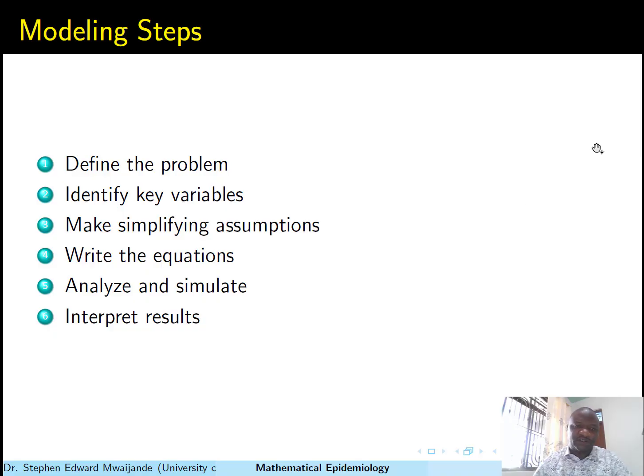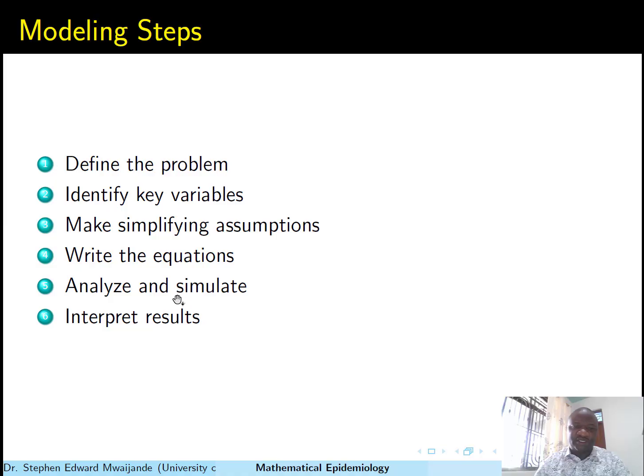The modeling steps. When we do modeling, we follow some specific steps. First, we identify the problem at hand, the real life or societal problem. We identify the key variables, that is the dependent variable and independent variable. We make simplifying assumptions. Indeed, mathematical modeling usually works on assumptions, so we need to be very clear what assumptions we are going to work with. Then we write the model equations for the system which we formulated.